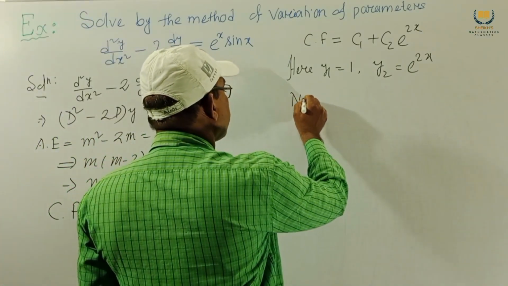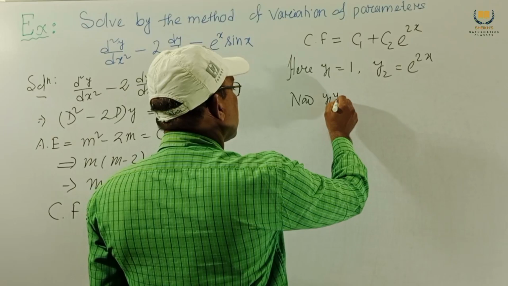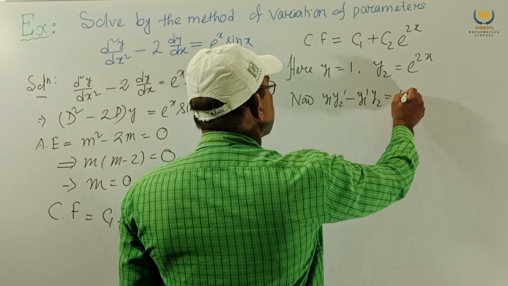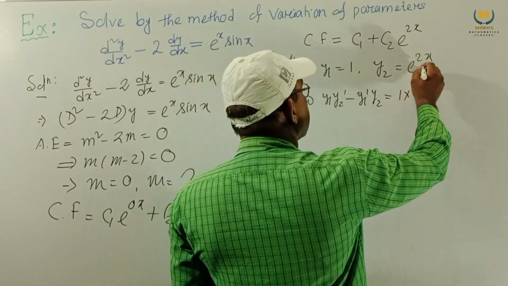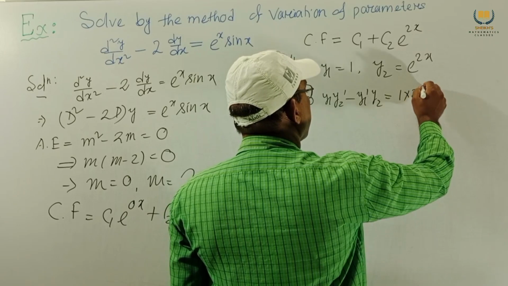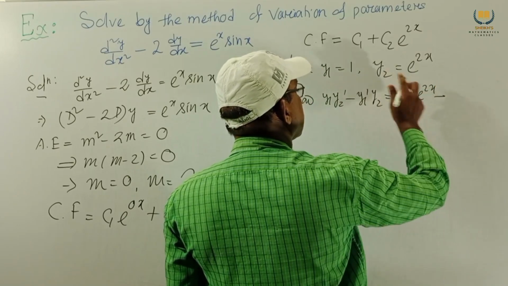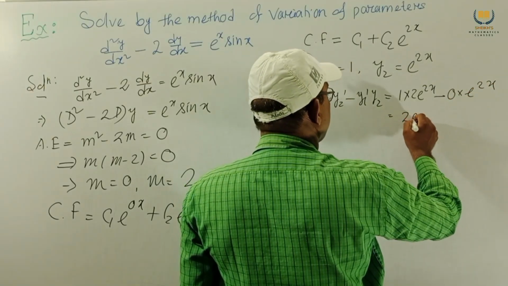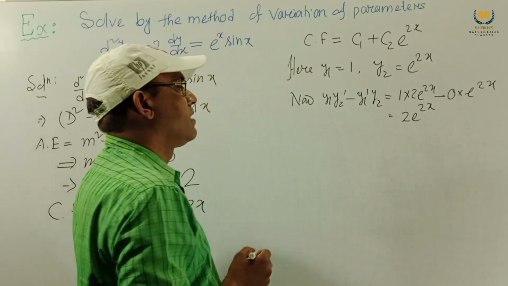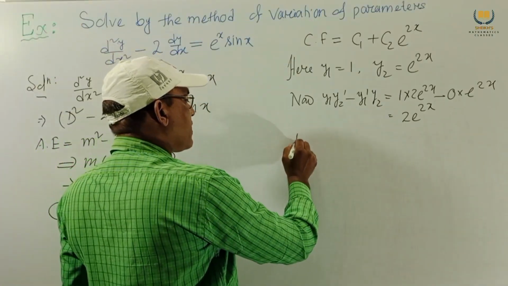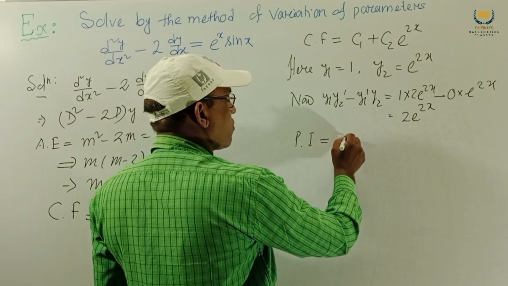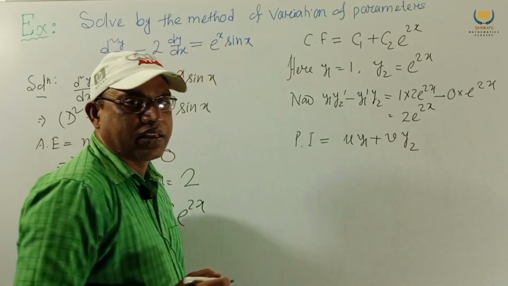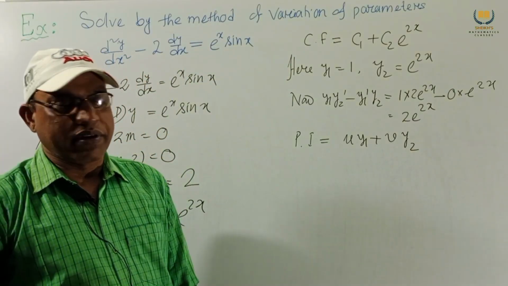Now y1 y2 dash minus y1 dash y2. y1 is 1, y2 dash, if we differentiate this we get 2 e to the power 2x, y1 dash is 0, so this is 2 e to the power 2x. We get this value. Now particular integral equal to u y1 plus v y2. This is our particular integral in case of variation of parameter.